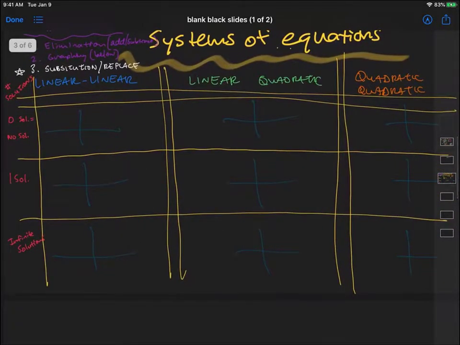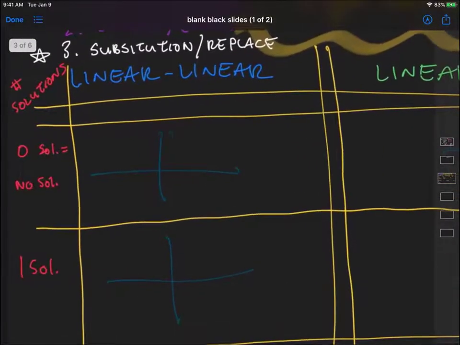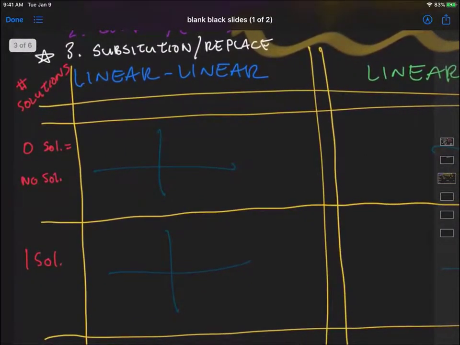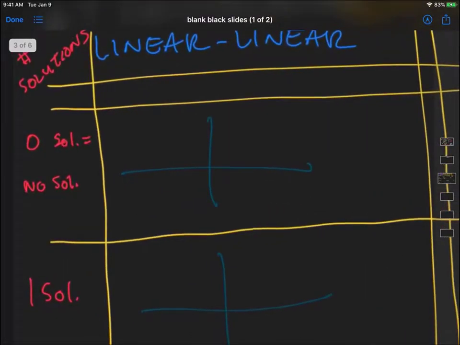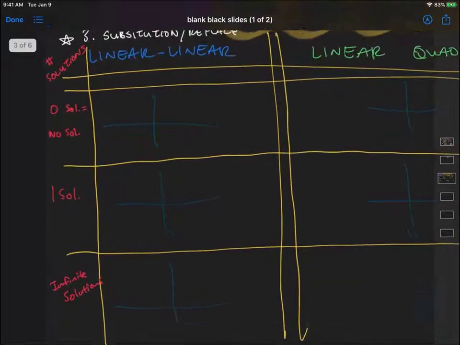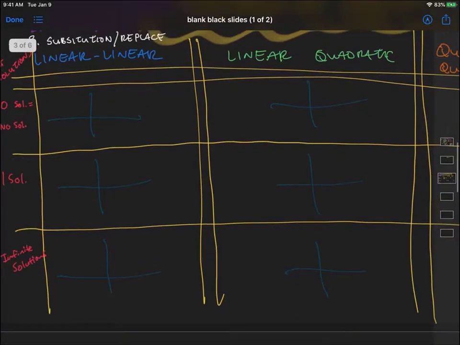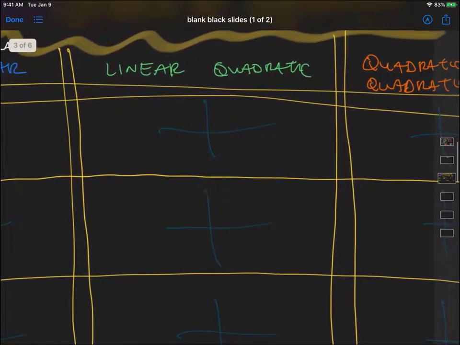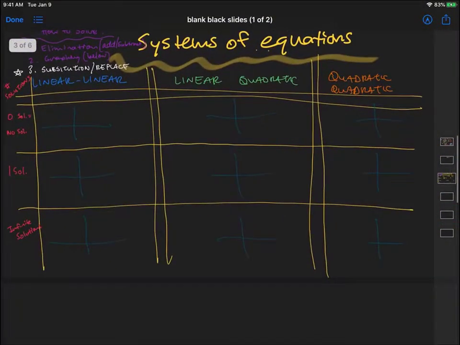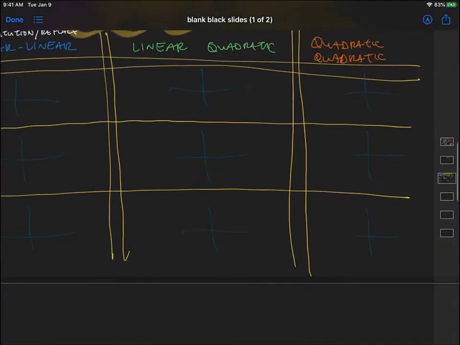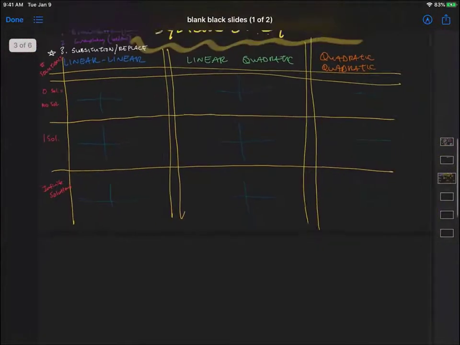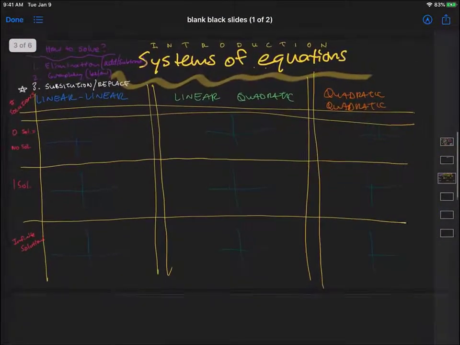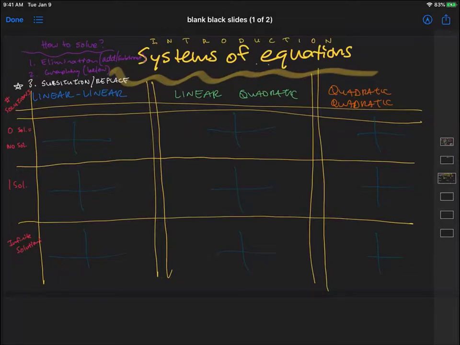Can you draw the pictures that show, for example, in this column in blue, it's a linear and a linear. Can you draw me two linear graphs that have no solutions or no intersections? Over here, can you show me a linear and a quadratic that have, in this middle column, one solution, and then the quadratic, can you show me that it has an infinite amount of solutions or intersections? Press pause and then I'll give you a hint.